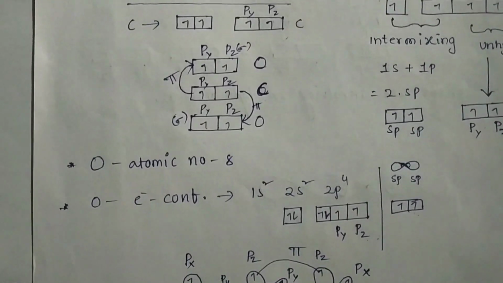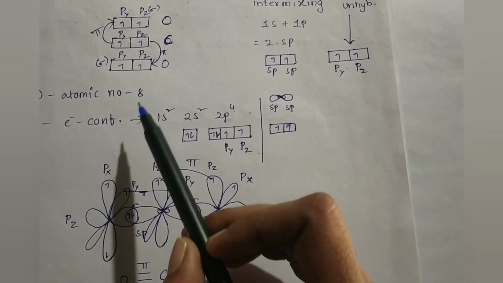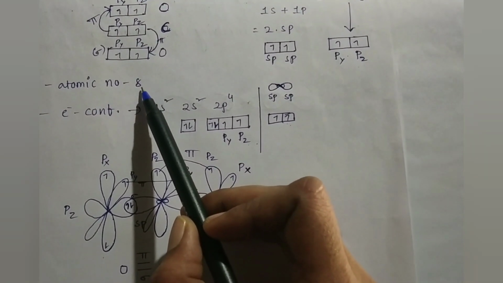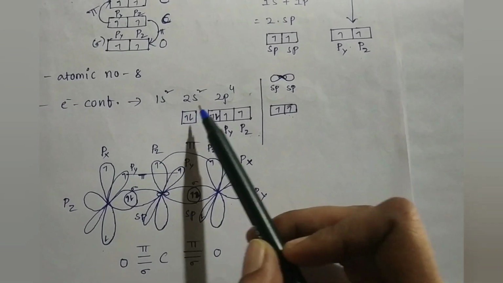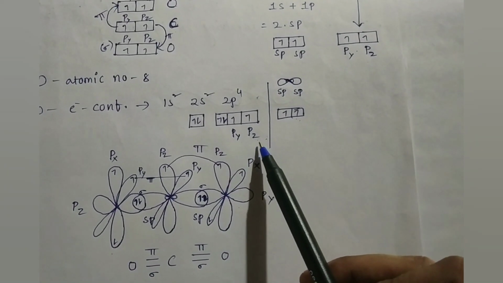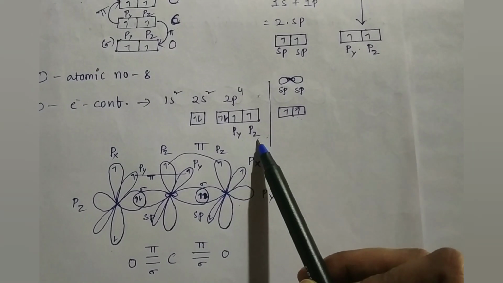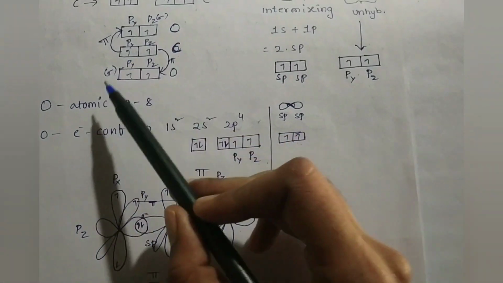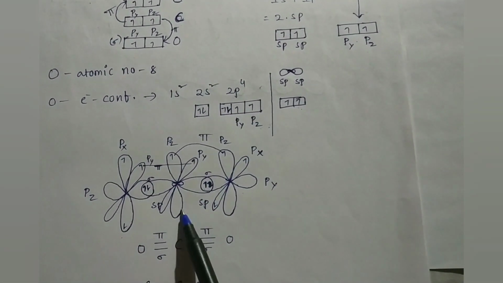Here, oxygens are the adjacent atoms. Two oxygens are the adjacent atoms. Oxygen has atomic number 8. The general electronic configuration of oxygen is 1s2, 2s2, 2p4. Here the 2py and 2pz orbitals contain unpaired electrons. These two orbitals of the two oxygens will form sigma bonds and pi bonds with the central atom carbon.